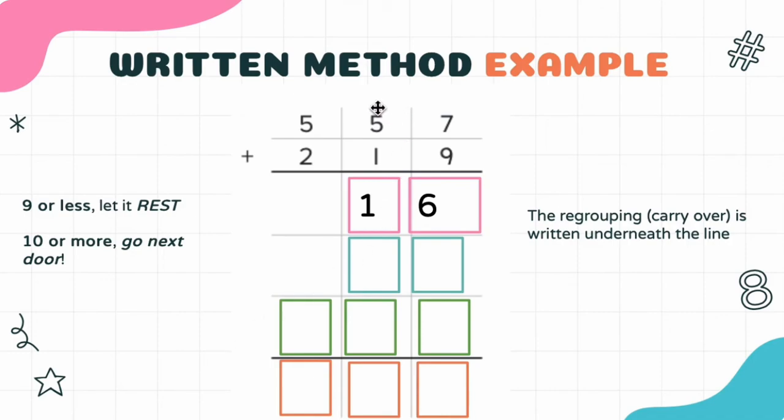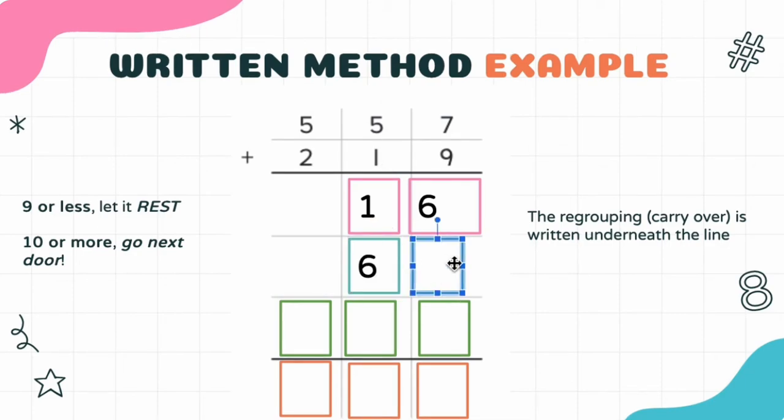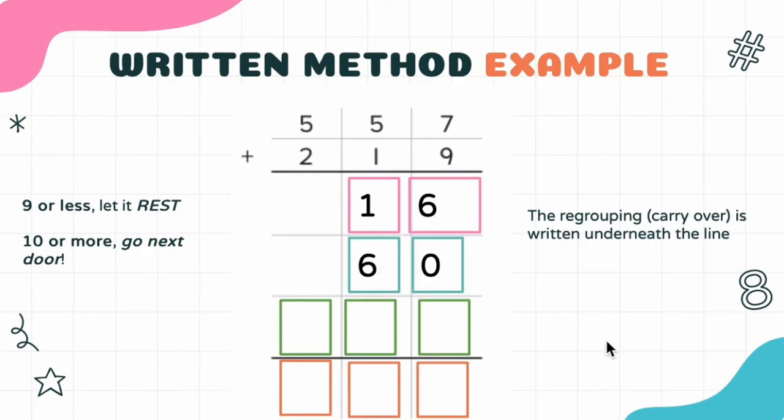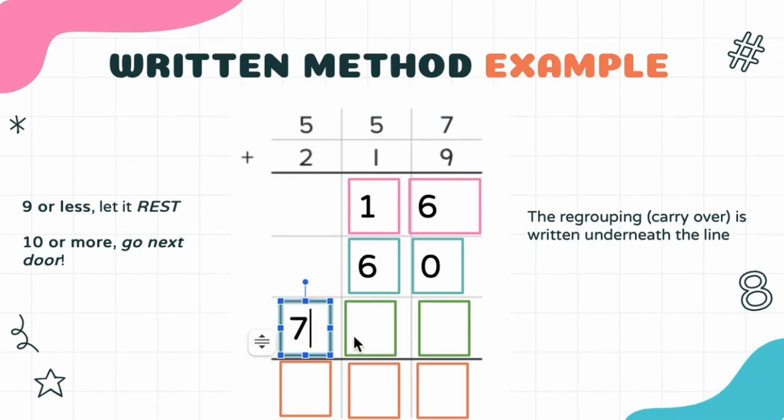Now we're moving over to the tens place value, and instead of going 5 plus 1, we would say 50 plus the 10 equals the 60. And put 6, 0. Our next place value to work on is the hundreds, and we will go 500 plus 200 equals the 700.